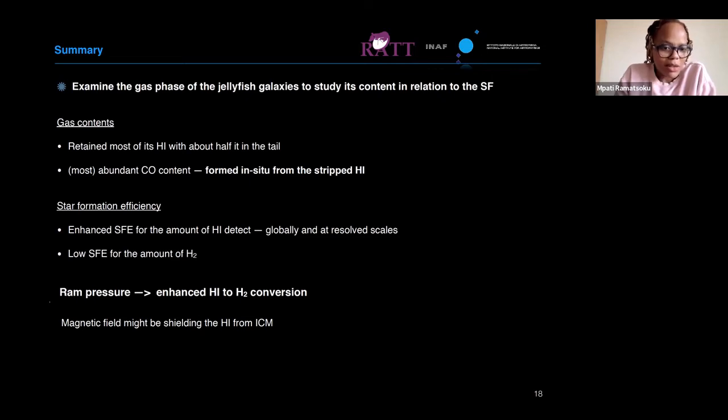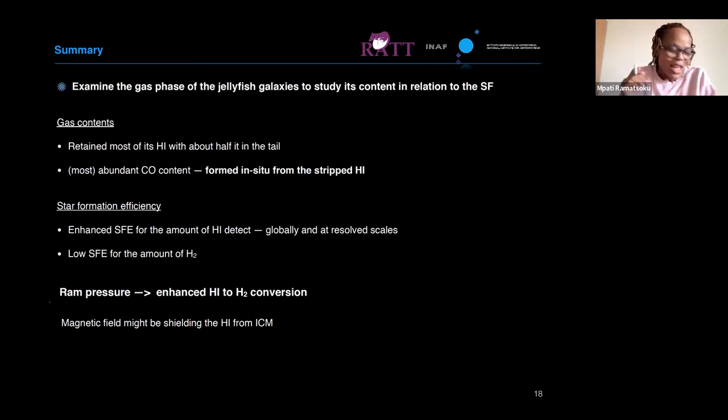They have enhanced star formation activity for the amount of H1 that's detected. And we see this not only globally when we look at the entire galaxy, but at resolved scales as well. However, when we turn this around and look at the star formation efficiency for the amount of H2, we see the opposite, basically. So what could be happening here is that instead of RAM pressure enhancing star formation for the amount of H1, it could be that RAM pressure enhances the H1 to H2 conversion, and magnetic fields might be shielding the H1 from the ICM, but we don't know for sure yet.